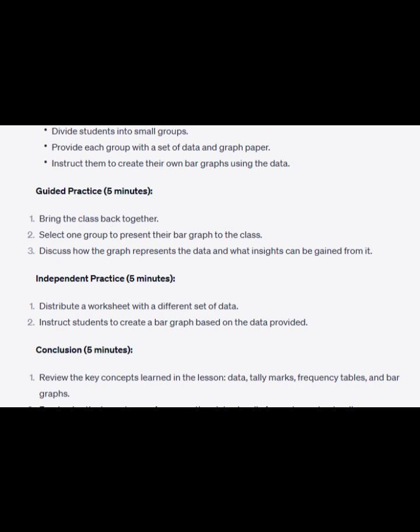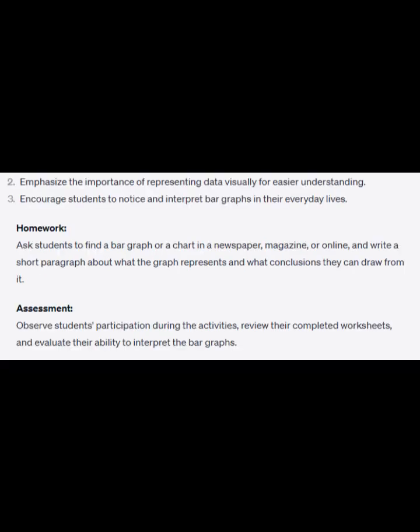Conclusion, 5 minutes. Review the key concepts learned in the lesson: data, tally marks, frequency tables, and bar graphs. Emphasize the importance of representing data visually for easier understanding. Encourage students to notice and interpret bar graphs in their everyday lives.